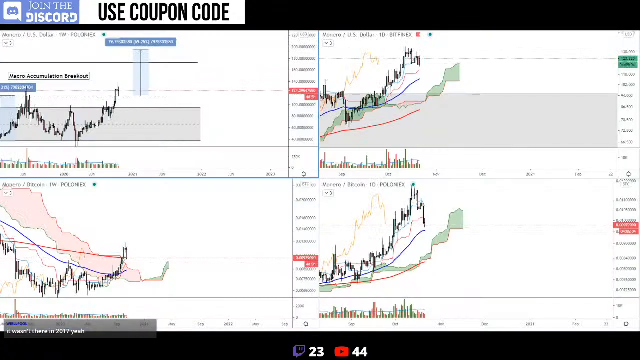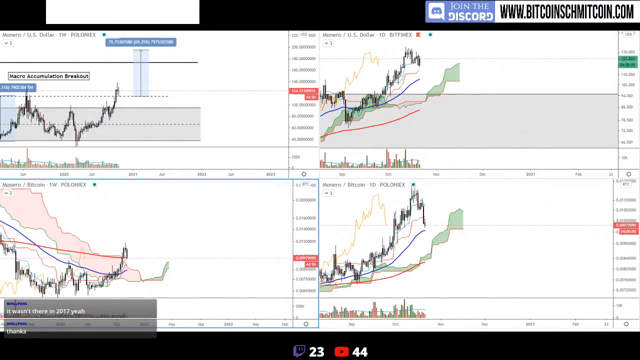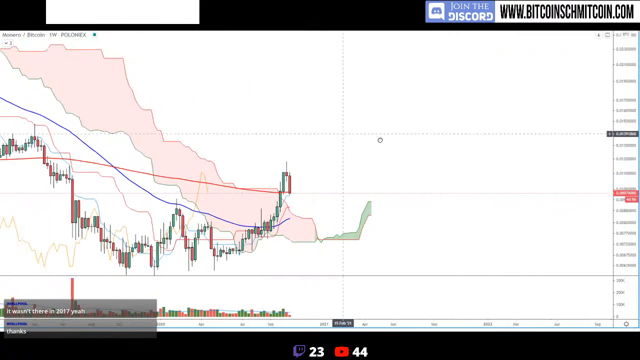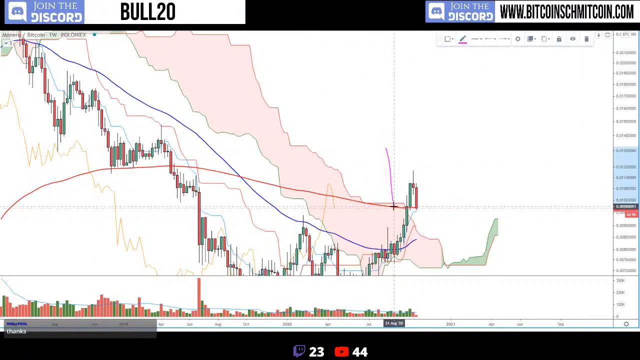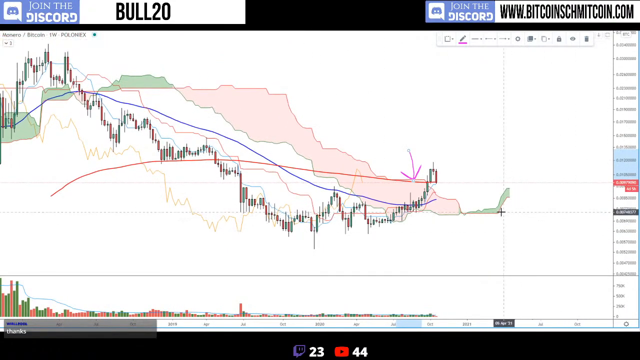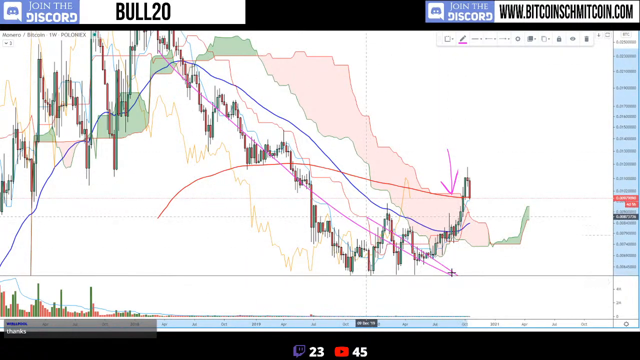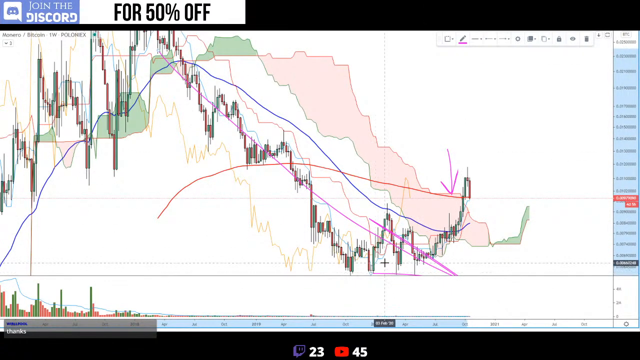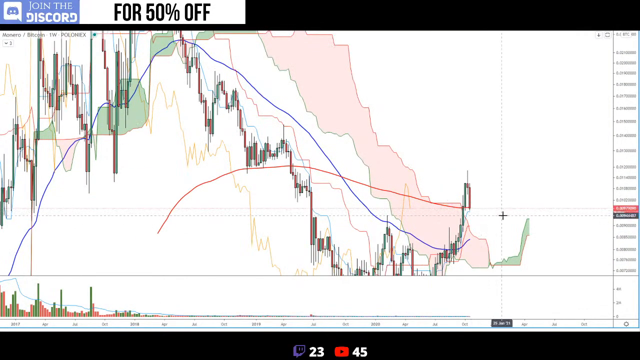What else did I say I was going to talk about? Oh, let's talk about Monero. So Monero on the weekly time frame, hitting a really clean retest of the 200 EMA, but otherwise super, super clean cloud breakout. It was in a very strong downtrend since 2017, really. And now it's showing signs of life.